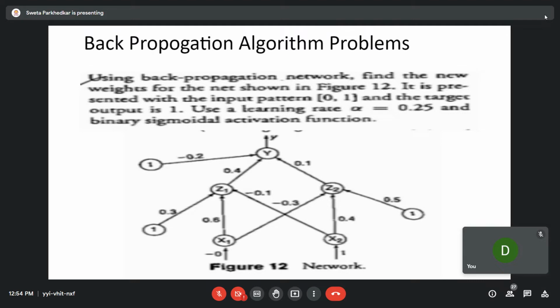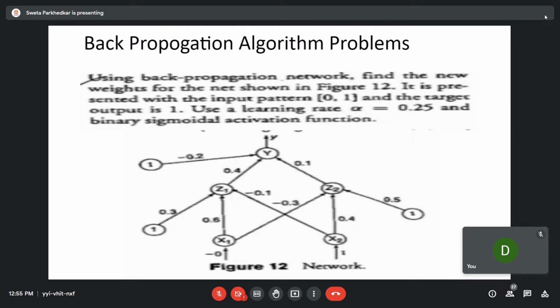What is given? The input that is 0 and 1 it's given, and target what we need to find, it's output y equals to 1. यहाँ पे weights given है already, that is minus 0.2. You can see 0.3 है, 0.4, 0.6. So it is having input layer, hidden layer as well as the output layer. यहाँ पे bias भी दिया है at the extreme right hand side. Can you see extreme right hand side? This is equal to 1 and 0.5 is the weight. It is going to Z2 hidden layer. Okay. So this is the complete network.